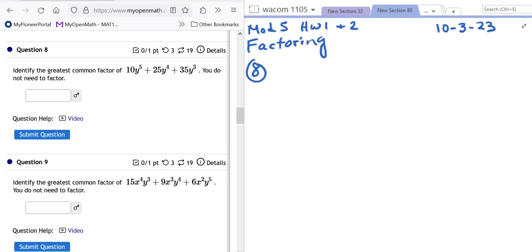So that's why I picked problem 8. These are really out of order. 8, 9, and 10 should be first in this section. So we're going to do them in that order. And these you're not really factoring yet. You are just finding the GCF. So what's common to all the pieces? So let me write the problem.